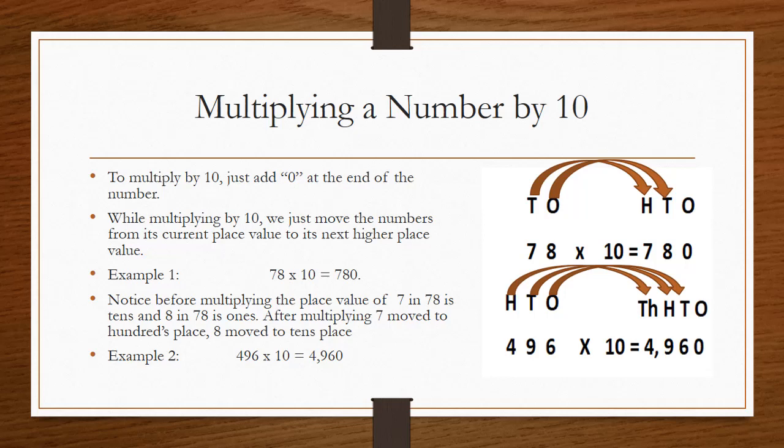Let's see another example also. 496 multiplied by 10. From the hundreds place, the 4 moved to the thousands place. The 9 which is in the tens place moved to the hundreds place. The 6 which is in the units place or ones place moved to the tens place. And we add 0 at the end, which is the ones place or unit place.